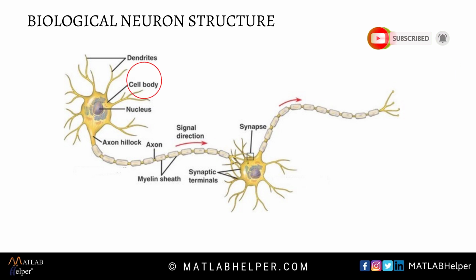The soma is the neuron's cell body and it is in control of processing information from dendrites. Axon is a type of cable that transmits information from neurons. Synapses are the connections between the axon and the dendrites of other neurons. Now let us see a simple neural network.